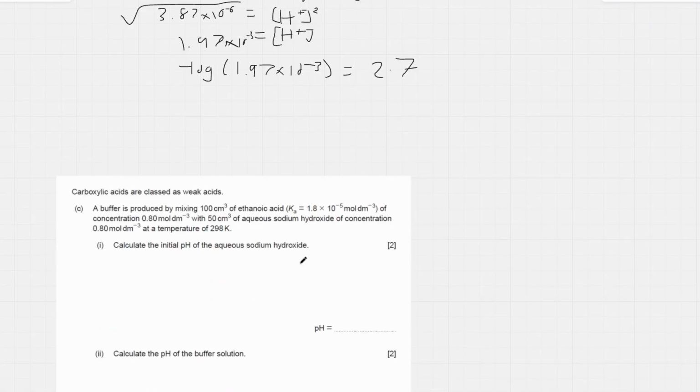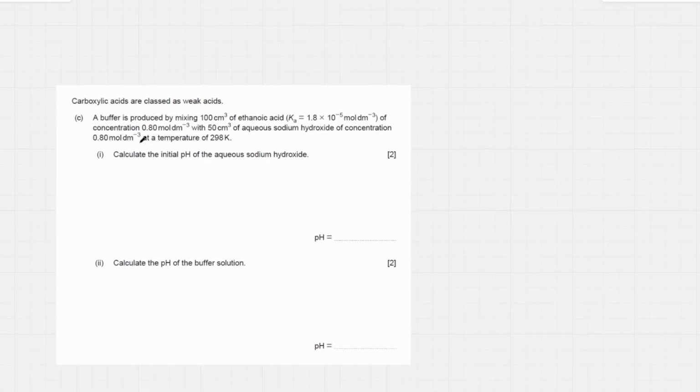acid. Moving on to buffer solutions, calculating the pH of a buffer solution. We have this question here. A buffer is produced by mixing 100 centimeters cubed of ethanoic acid of concentration 0.8 with 50 centimeters cubed of aqueous sodium hydroxide of concentration 0.8 at a temperature of 298 Kelvin. So calculate the initial pH of aqueous sodium hydroxide.